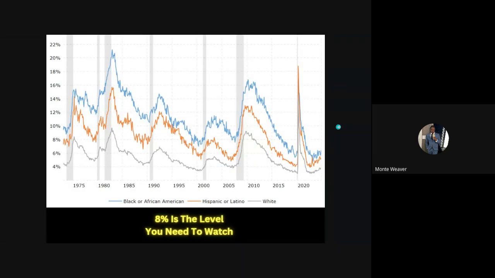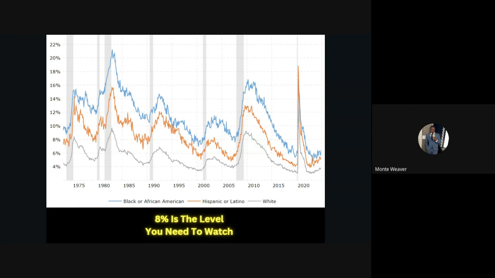Next slide. Let's really get into it, right? 8% is the level that you need to watch. This is unemployment. So anytime Black or African American unemployment goes above 8%, we're going to have a recession. We're at 6.4% right now. So that is something that you need to watch.